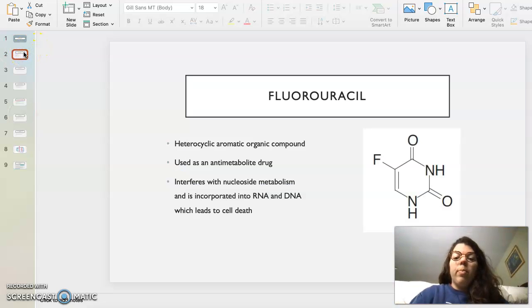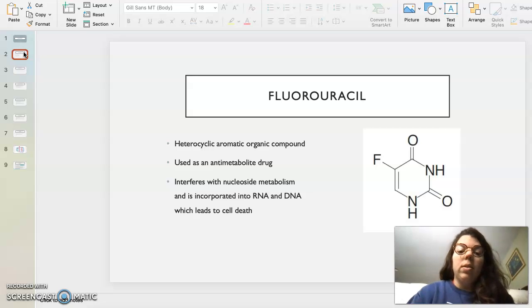So first, a little more about the drug. It is a heterocyclic aromatic organic compound. It's used as an anti-metabolite drug, and it interferes with the nucleoside metabolism, and it's incorporated into RNA and DNA, and then it is inhibited, which leads to cell death.